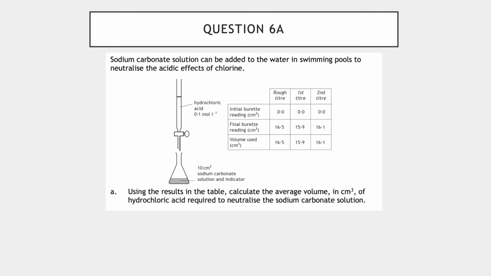sodium carbonate solution. If you have a look at the table, we're only interested in these two answers because they are concordant. What that means is they are within 0.2 centimetres cubed of each other. So your average volume is going to be 15.9 plus 16.1 divided by 2, which gives you an average volume of 16 centimetres cubed. So let's have a look at 6b.